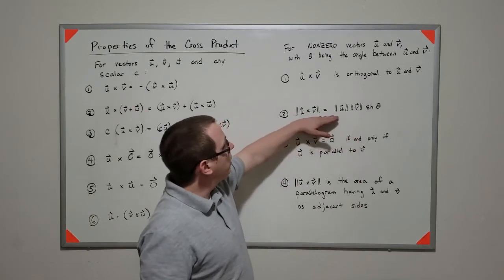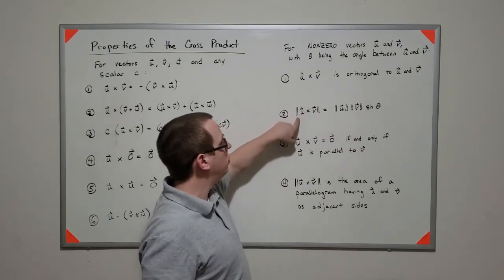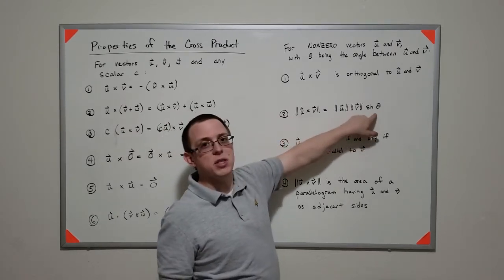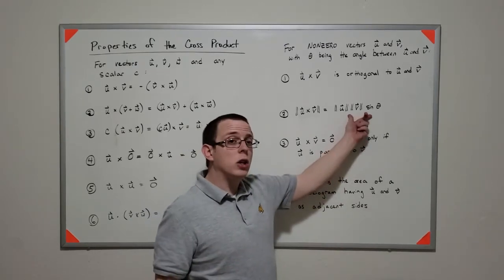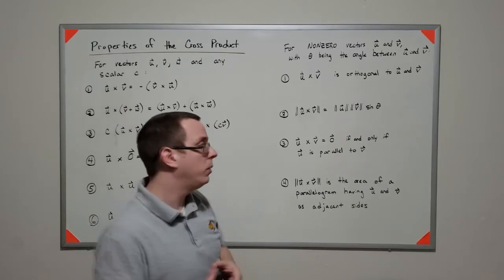The second one is how we figure out what the magnitude is. So the magnitude of u cross v is the magnitude of each of the vectors times the sine of the angle between them. Notice that's very close to the way the dot product is, but the dot product is the cosine of the angle between them.